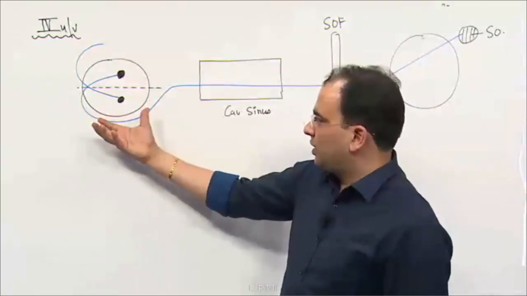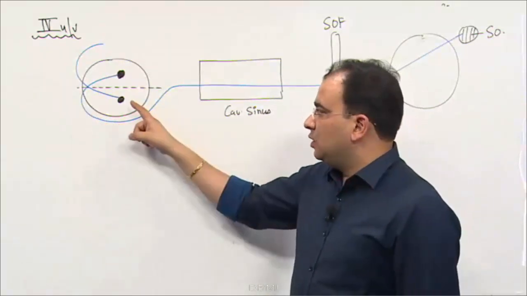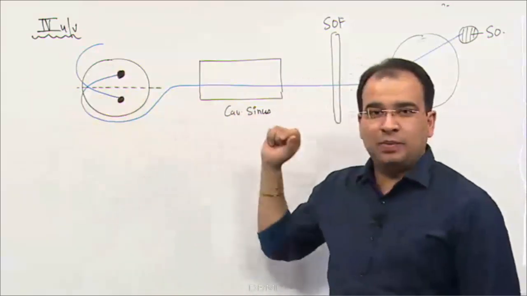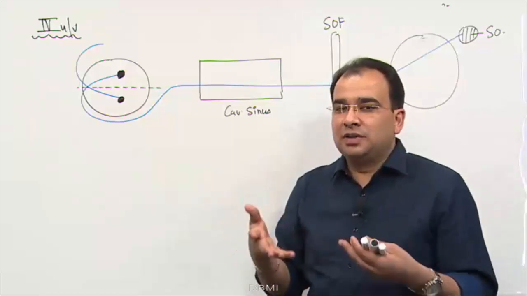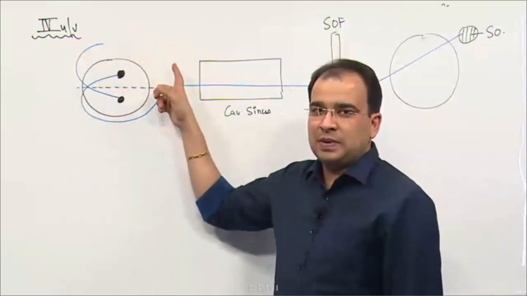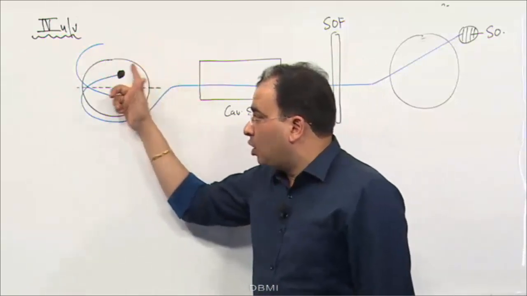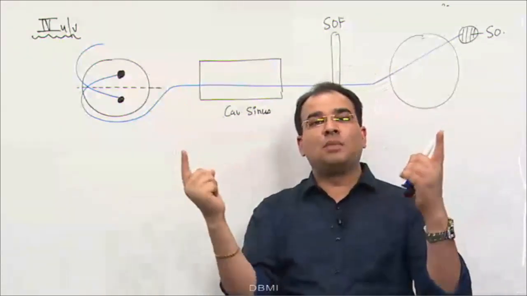Now look at this and tell me what you see here. The first important thing we note is that this is the only nerve which comes from the dorsal aspect of the brainstem. All other cranial nerves come from the ventral aspect. The third nerve, the sixth nerve, fifth nerve, seventh, all come from the ventral aspect. That's the only nerve from the dorsal aspect of the brainstem. And because it comes from the dorsal aspect of the brainstem, it has to travel a very long distance to come in front.